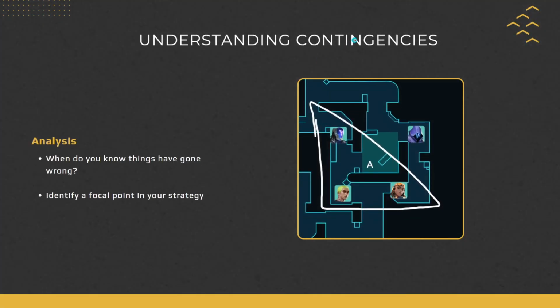So on understanding contingencies, we have to look into the analysis section of things. There are 3 different ways in which you can analyze. You can do it in game, in the middle of a game, where you create plans and then backup plans. You can also do it within a team setting.